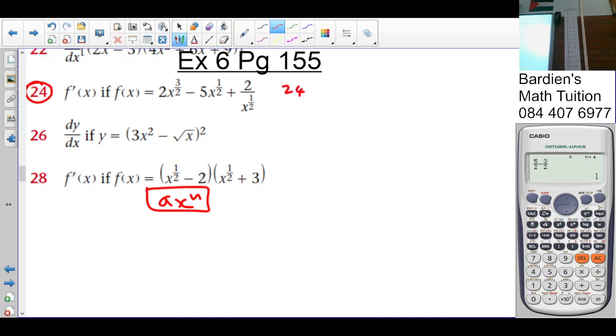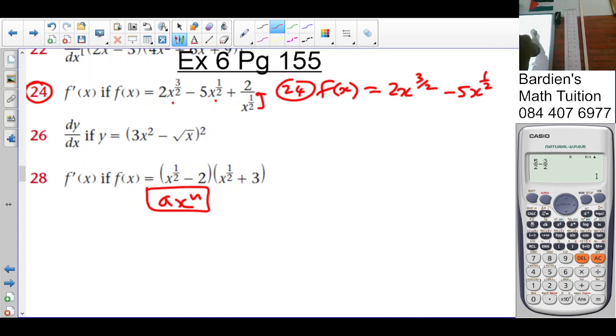sir. So f of x is going to be 2x to the 3 over 2. Again, I'm not applying the derivative to part of the sum. I apply the derivative one time. So that will be 2x to the exponent 3 over 2 minus 5x to the half. Bring that x to the half up, it becomes plus 2x to the minus half. Now I can apply my derivative.